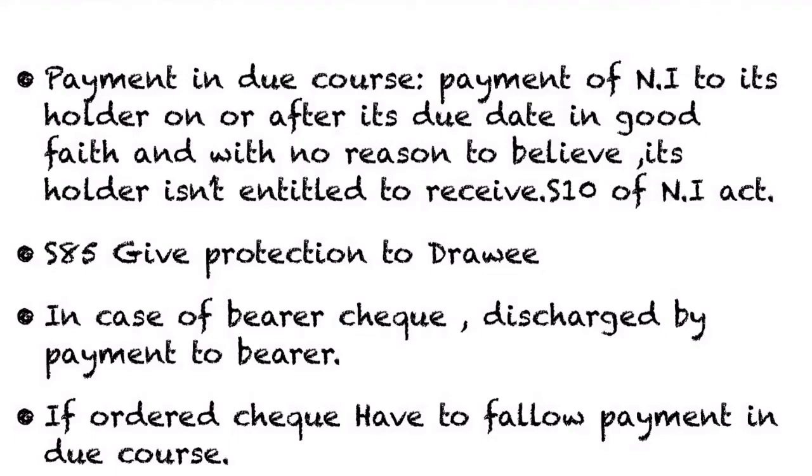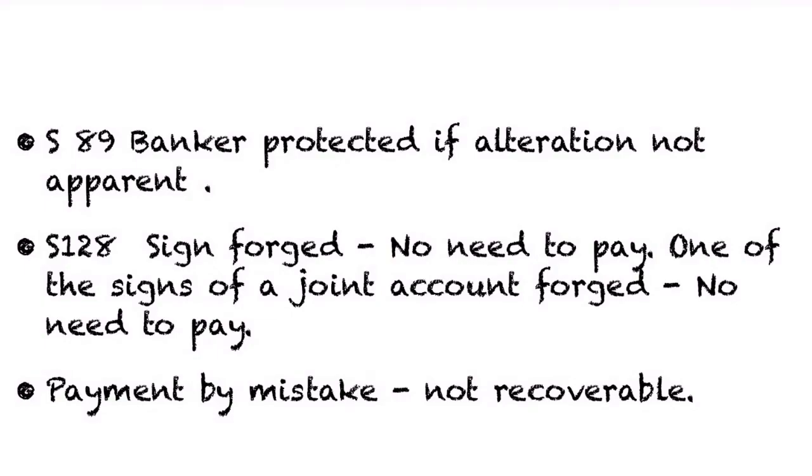In case of a bearer check, if the paying bank paid to the bearer, it is discharged from its duties and obligation. It doesn't need to bother about any restrictions on further endorsement, etc. It just needs to pay the bearer. If it is an order check, and payment in due course is followed, the banker is protected and the obligation is discharged. Section 89 gives protection to the banker if the alteration is not apparent.